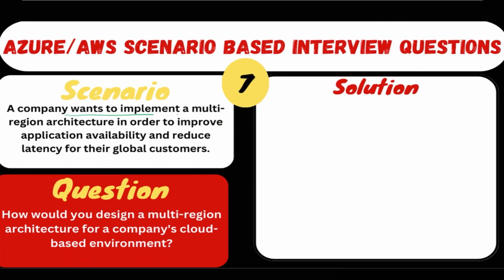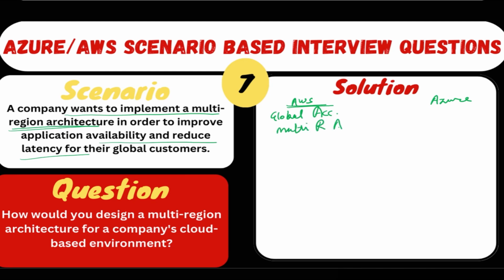Now we will look at the next scenario: a company wants to implement a multi-region architecture in order to improve application availability and reduce latency for their global customers. So how would you design a multi-region architecture for a company's cloud-based environment?